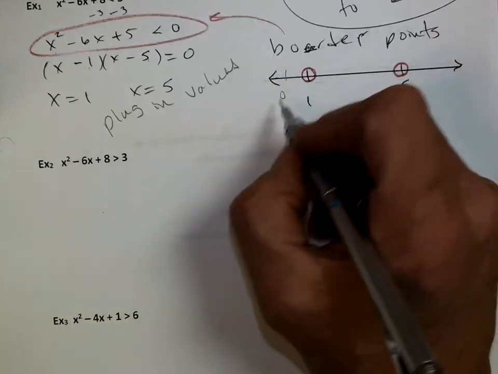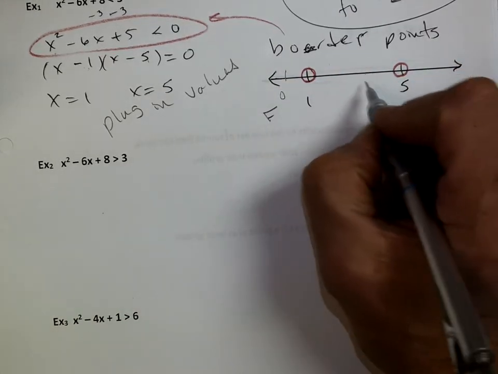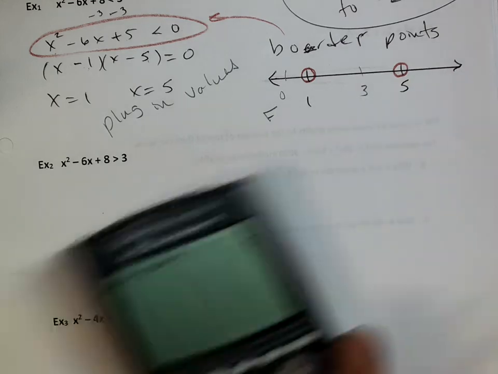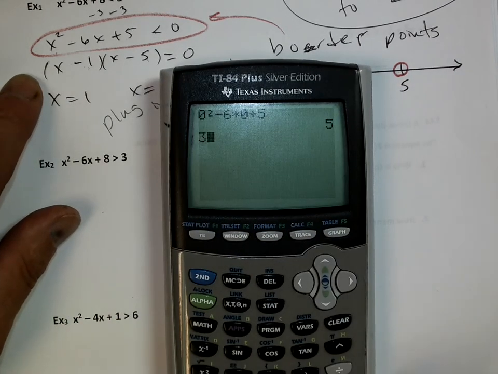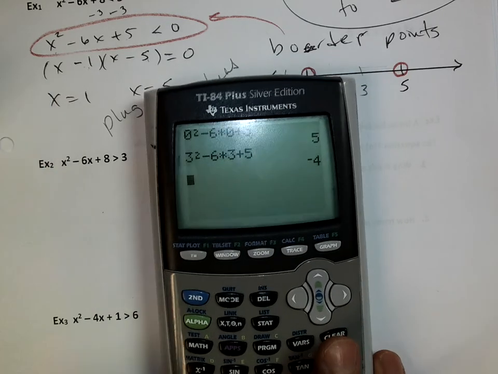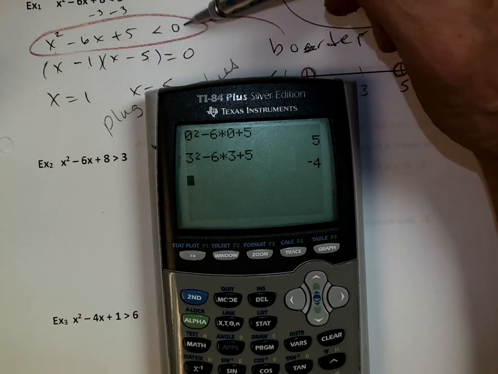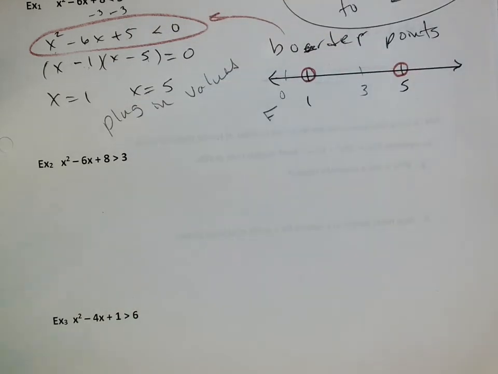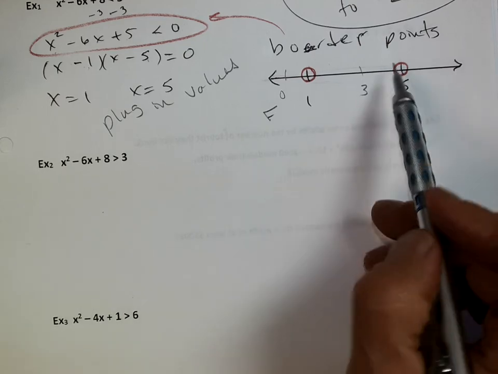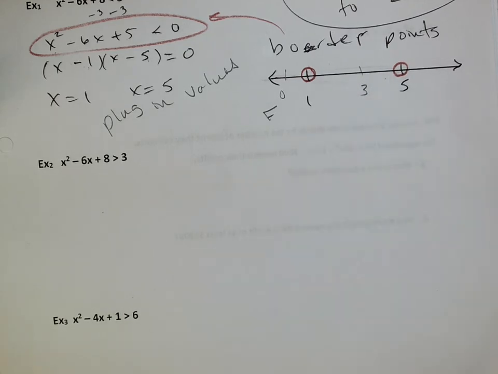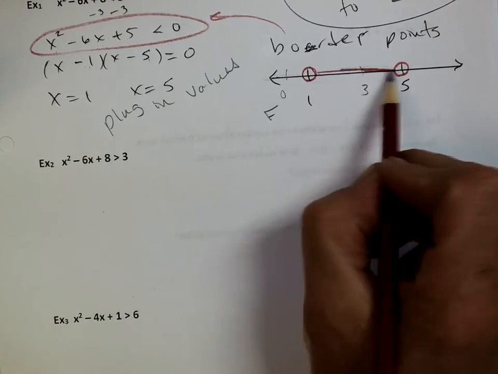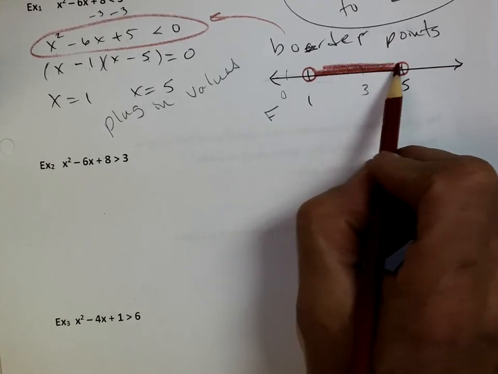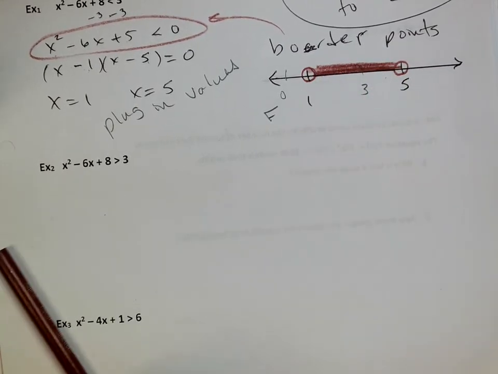3. I'm going to put a big F for false, okay? Give me 3. I like 3. So plug 3 in. Let's see. I'm going to go, okay, 3 squared minus 6 times 3 plus 5. And I get an answer of negative 4. Is negative 4 less than 0? Yes. So everything in that region will work. So that means that if 3 works, so will 4, so will 2, because it's all within this region. So I'm going to shade that region there, okay? Everything in that region, because if 3 works, everything in that region will work, okay?